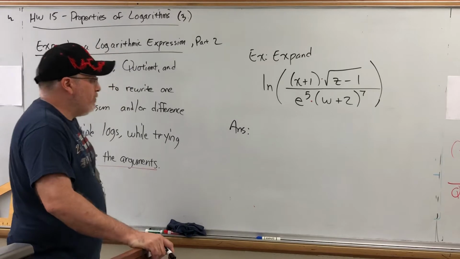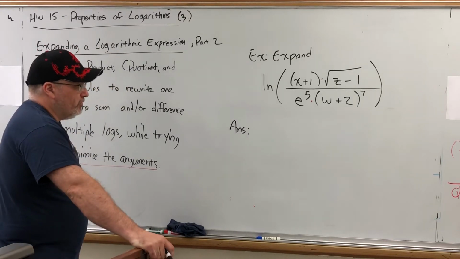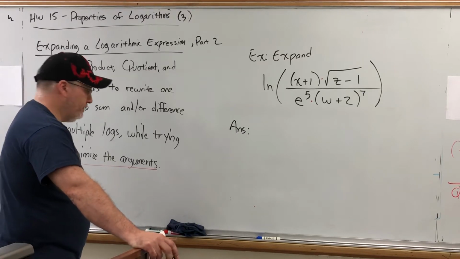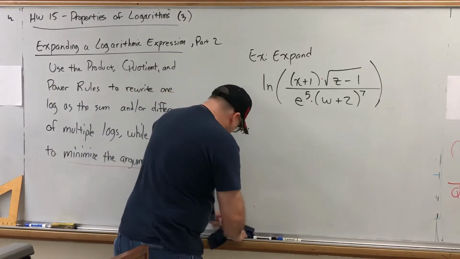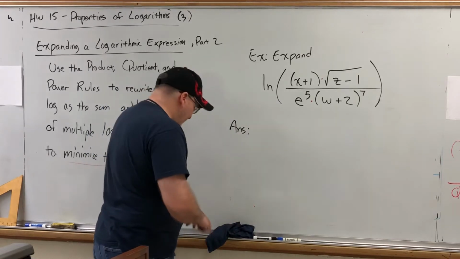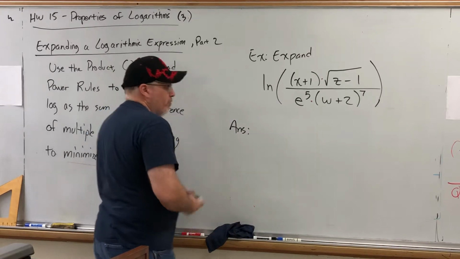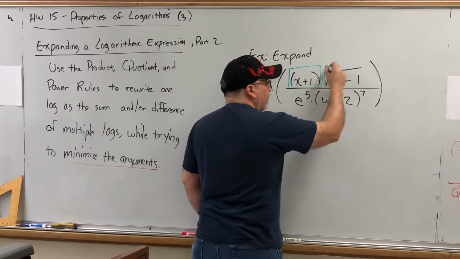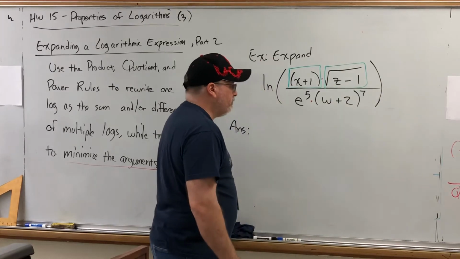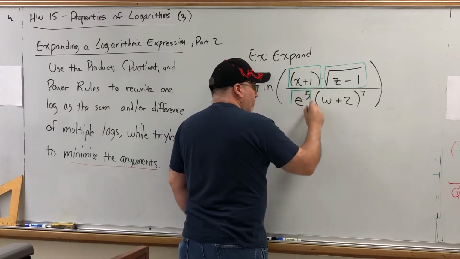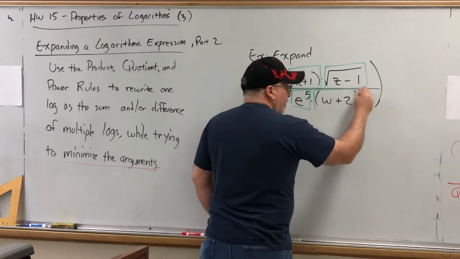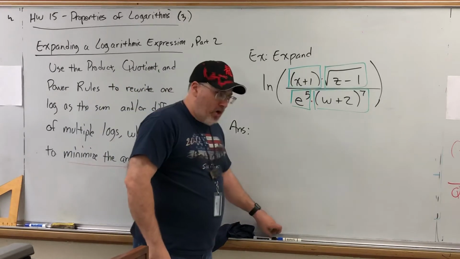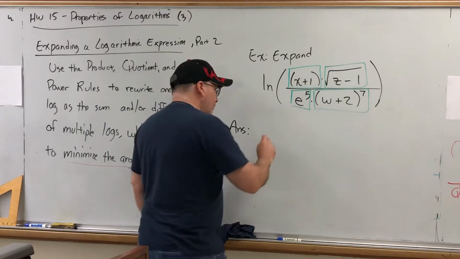So how do you expand in one move? Well, really what it boils down to is how many logs, what numbers are in front of them, and who's positive or negative. The rule for how many logs is simple. How many factors do you have on both sides? Remember, a factor is part of a multiplication problem. On the top, we have two factors, x plus 1 and the square root of z minus 1. On the bottom, we have two factors, e to the 5th power and w plus 2 to the 7th power. Every factor gets its own log. I will need 4 logarithms.